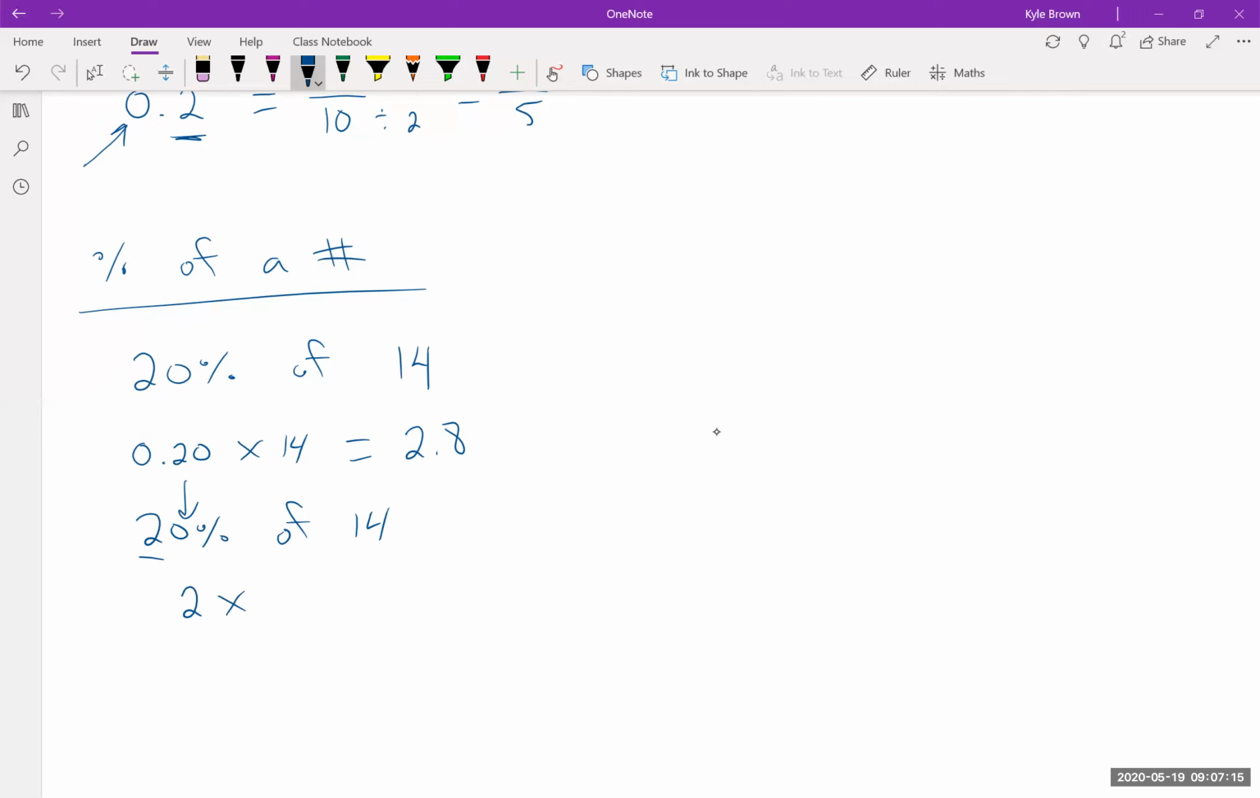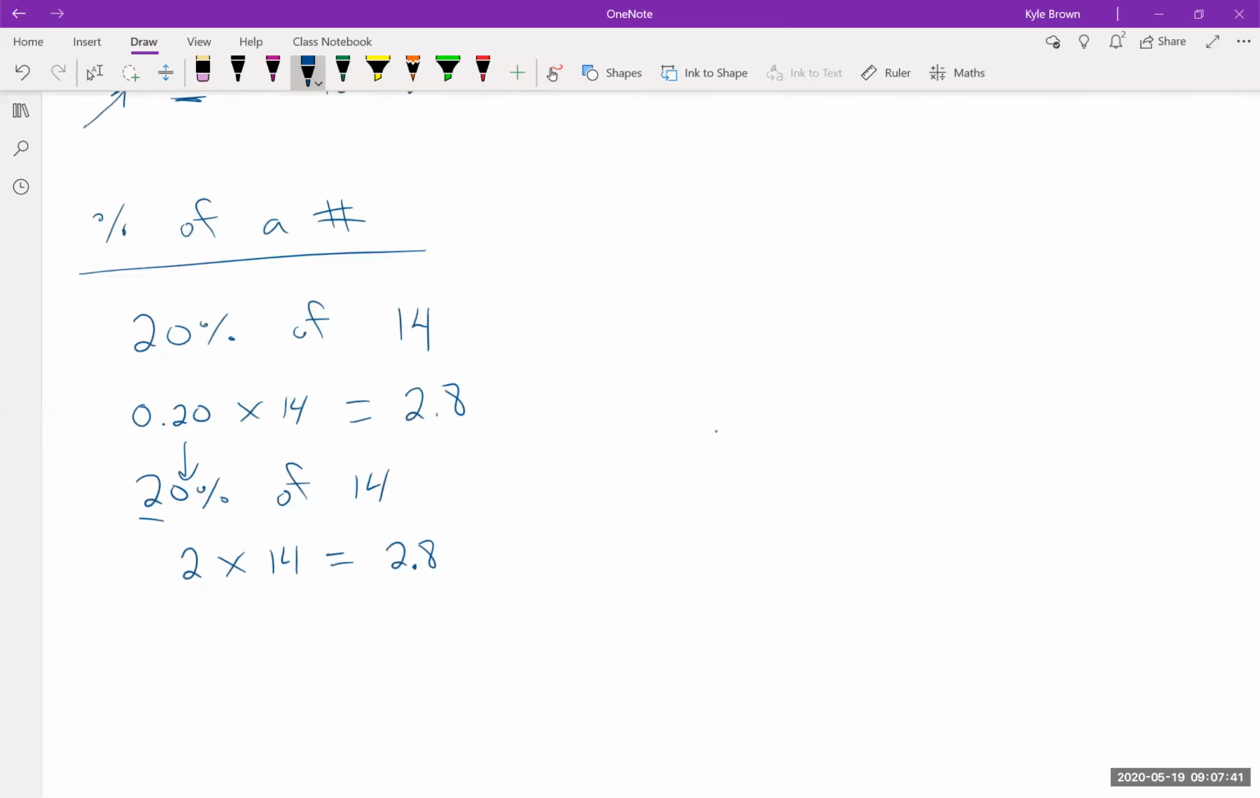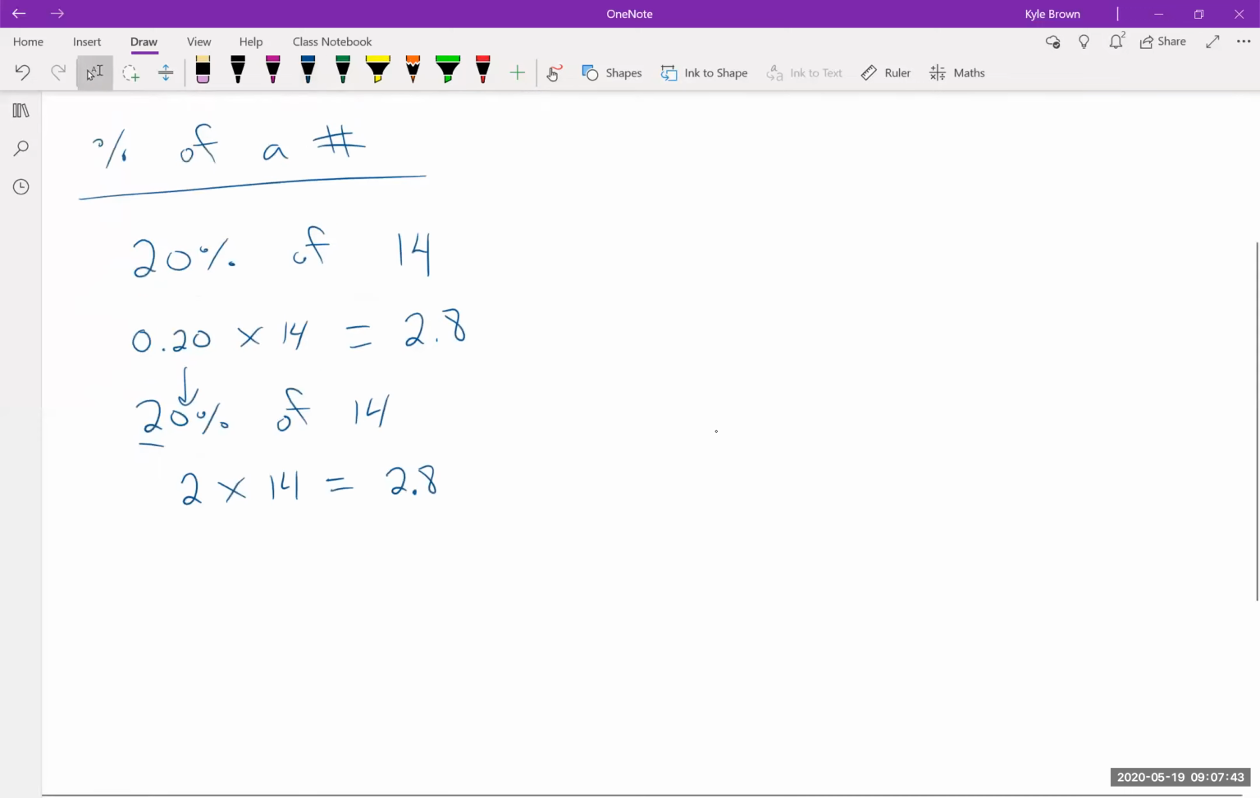So 2 times 14 is equal to 28. And then I just have to put the decimal in the only place that makes sense. The only place that would make sense here would be right there, right? 2.8 would be roughly 20% of 14. It wouldn't make any sense to say 28, and it wouldn't make any sense to say 0.28, right? So then you just throw the decimal in there after. Okay, so that's how you can do it in your head a little easier. All right, so those are some of the tools that we were using.